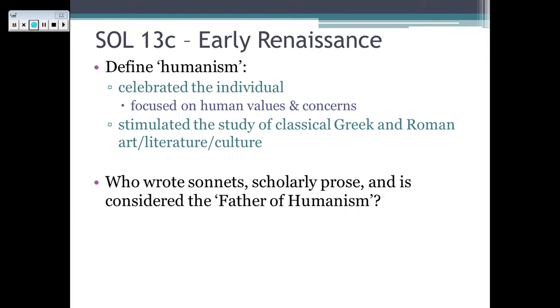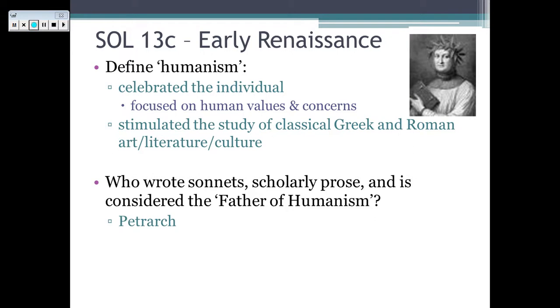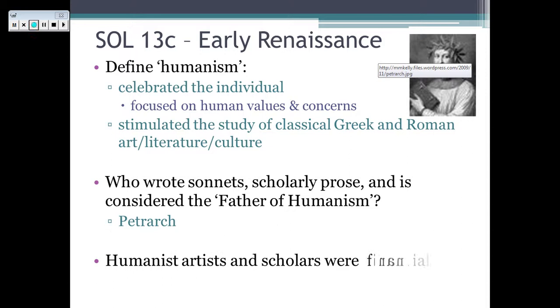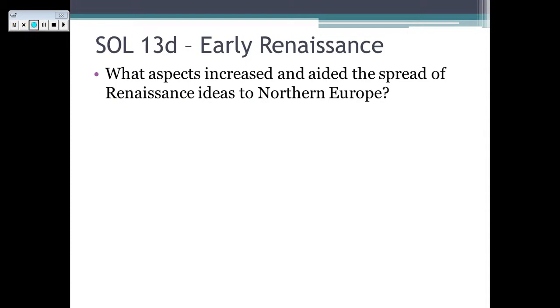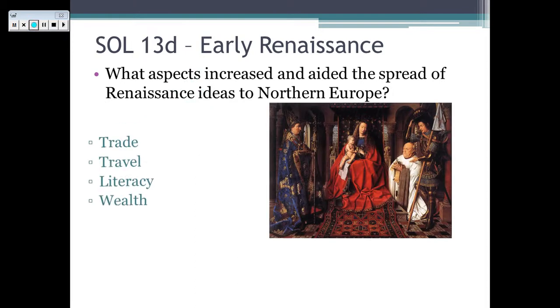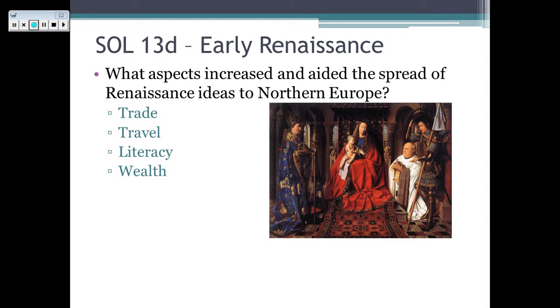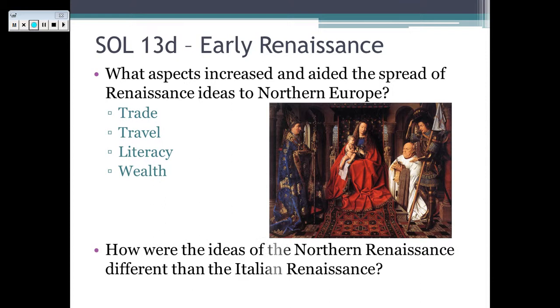Alright, and who wrote sonnets, scholarly prose, and is considered the father of humanism, and that is our boy Petrarch. And then humanist artists and scholars are financially supported by patrons who are our wealthy bankers. Now, what aspects increased and aided the spread of Renaissance ideas from northern Italy to northern Europe? The answer there is going to be trade, travel, an increase in literacy, and eventually wealth.